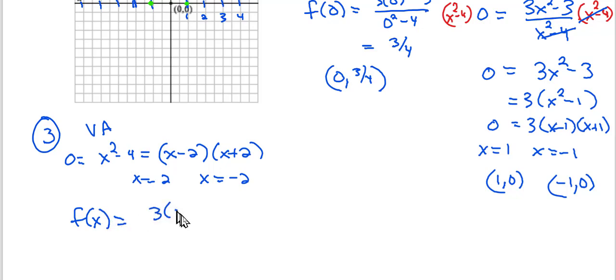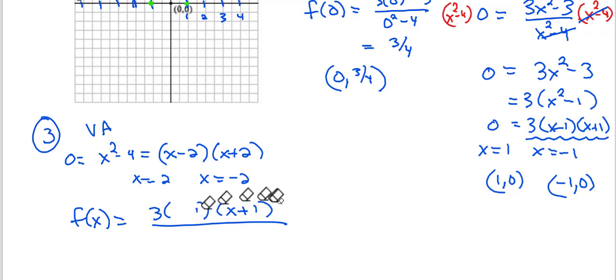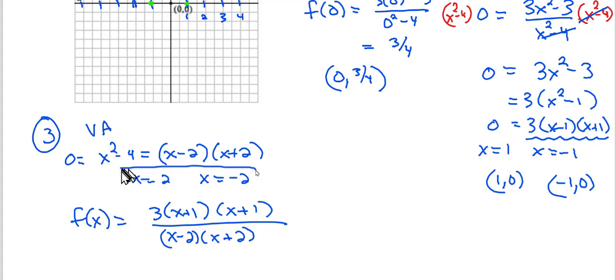I'm going to factor the numerator just to make sure we don't have anything canceling. When we worked on the x-intercepts, we found that the numerator factored into 3 times x minus 1 times x plus 1. Gosh, that's messy. The denominator factored into x minus 2 times x plus 2. So nothing can simplify away. So these are indeed vertical asymptotes.